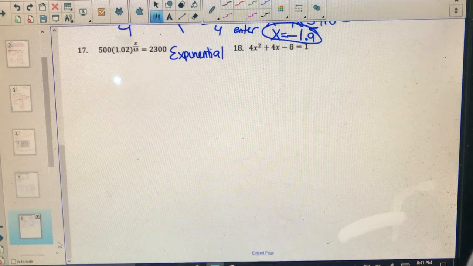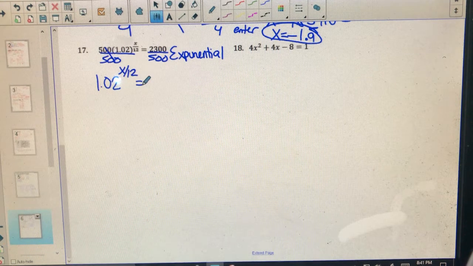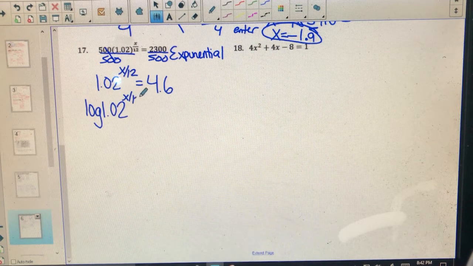The 500 is not being raised. So I can't start taking the log of both sides until I divide both sides by that 500. And I divide because the 500 is being multiplied by the 1.02 to the x over 12. So when I divide that 500, it cancels over here, and I just have 1.02 to the x over 12 equals, when I divide those in my calculator, I get 4.6. Now that the 1.02 is by itself being raised to the x, I can take the log of both sides. So the log of 1.02 to the x over 12 is equal to the log of 4.6.